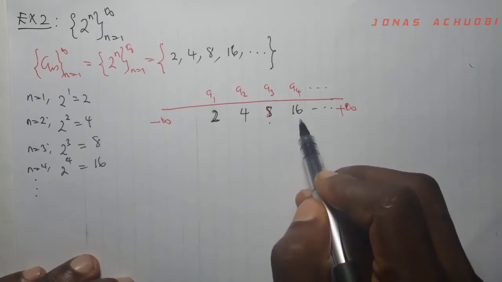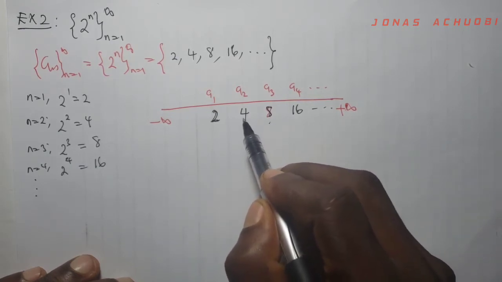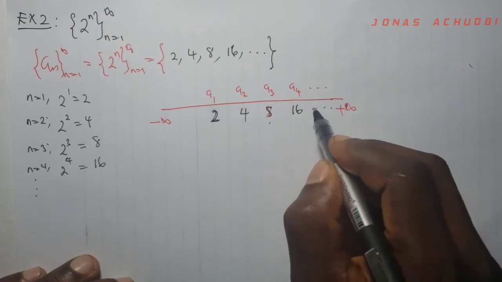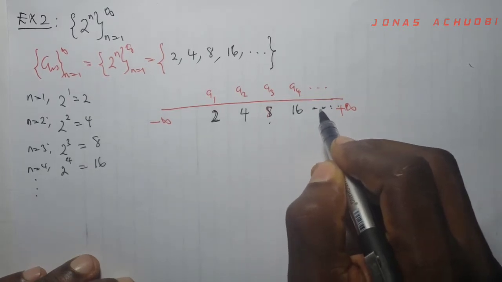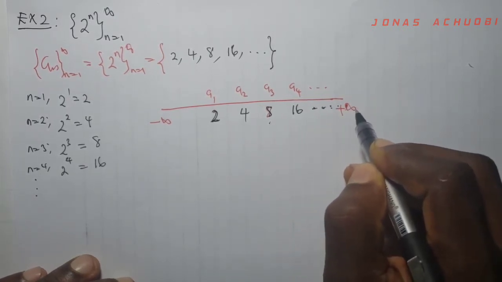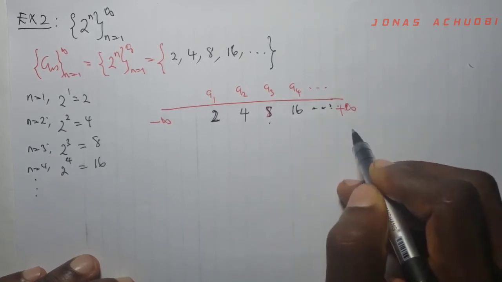If I pick 16 as my upper bound, that means that 16 is bigger than every other term of this sequence. 16 is bigger than 8, yes. Bigger than 4, yes. Bigger than 2. But there are terms after 16 that are bigger than 16. So 16 cannot be an upper bound. Because these terms keep increasing towards plus infinity forever, it simply means that this sequence has no upper bound.